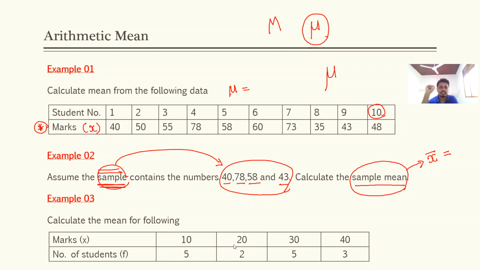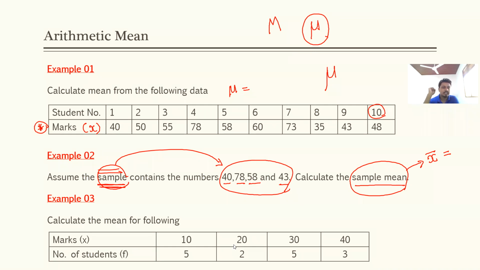Our variable is in single, individual figures. Taking marks, they are single figures: 10, 20, 30, 40, likewise. Standalone figures, and they have been presented with their corresponding frequencies. There are 5 students who have obtained 10 marks, 2 students who have obtained 20 marks, likewise with frequencies. Therefore, this is an ungrouped frequency distribution.